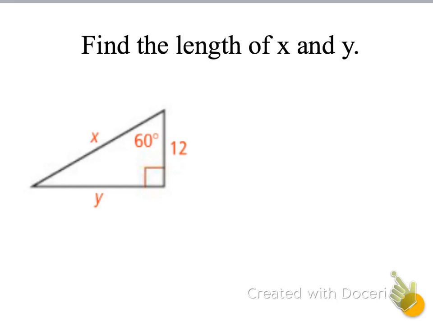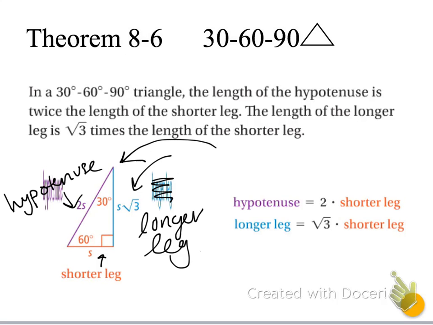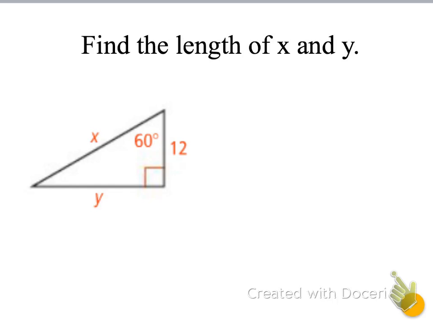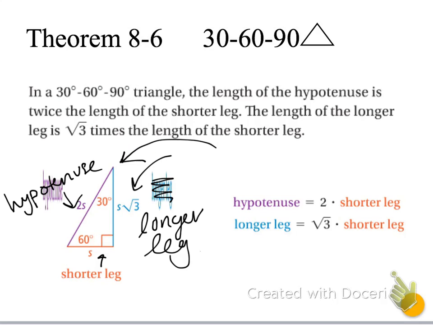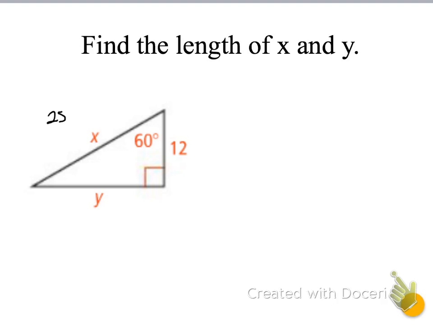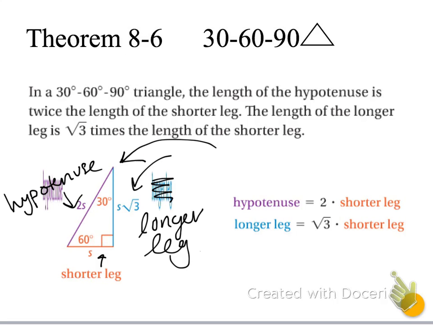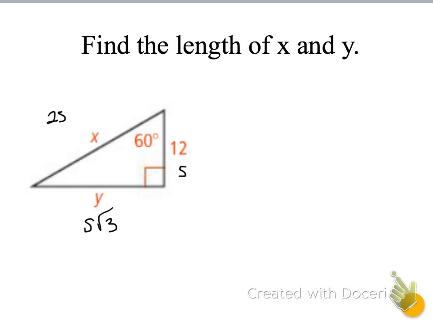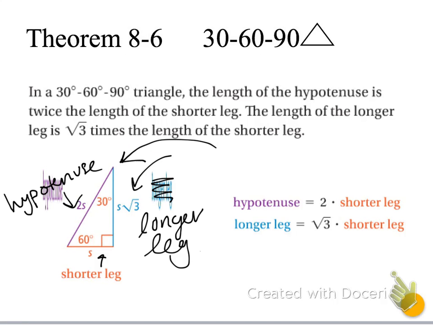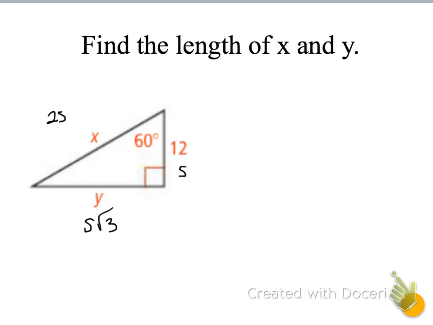So find the length of x and y. So let's see, we have our hypotenuse always being 2s, our shorter leg being s, and our longer leg being s square root of 3. So you can tell by the picture that that's probably going to be the shorter leg. And your shorter leg always is going to be sitting probably next to a 60-degree angle too.